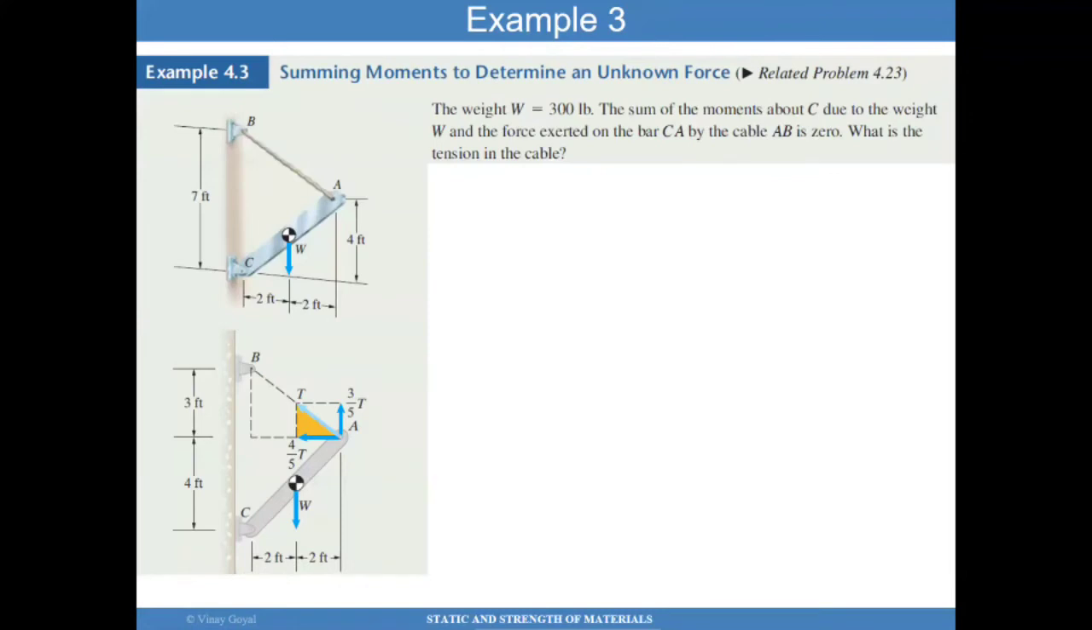Example 3 is yet another example of a very similar problem. Here I have a weight for this linkage of 300 pounds. The sum of the moments about C due to this weight and the force exerted on the bar CA by the cable AB is 0. The question is, what is the tension in the cable, in this cable here?